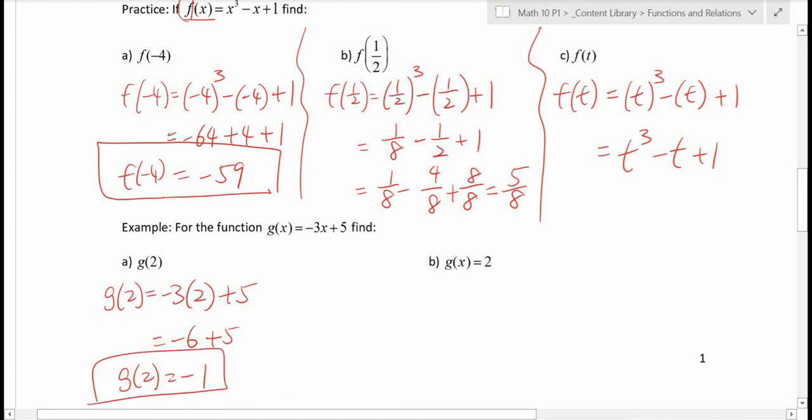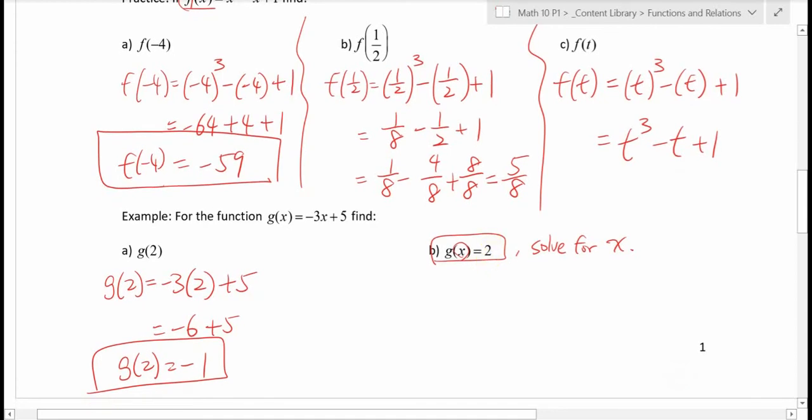Now part B is a little different. Here it says g of x equals 2. What does that mean? Well, I guess the question is not quite complete. It's saying g of x equal to 2. We are actually solving for x. We want to figure out what the x value is so that the output gives us a 2. So in this case we're not replacing x with a 2. We are replacing the entire g of x with a 2.